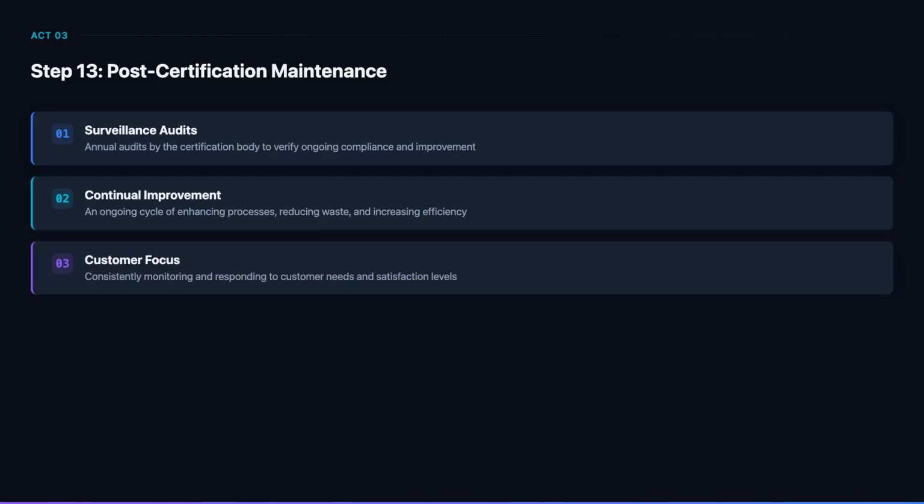Maintain a relentless customer focus. Consistently monitor satisfaction levels, respond to feedback, and adapt your products and services to meet evolving customer needs. This is what drives long-term business growth.